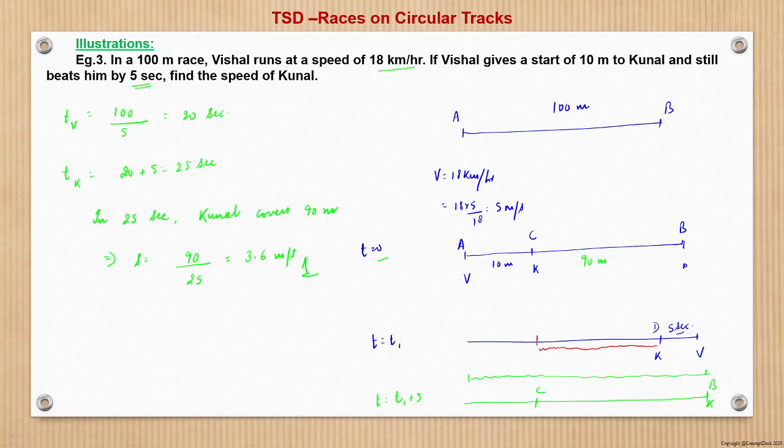Just interpretation was required. When Vishal finishes the race, at that time Kunal was 5 seconds away. So it means that Kunal would have taken 5 seconds more to reach point B. They started the race at time t is equal to 0, when Kunal was at point C and Vishal was at point A. So from time t is equal to 0 to time t is equal to t1 plus 5, Kunal covers a distance from C to B, which is 90 meters. So in 25 seconds, 90 meters. So speed is nothing but 90 upon 25, which is 3.6 meters per second. So this is the answer.